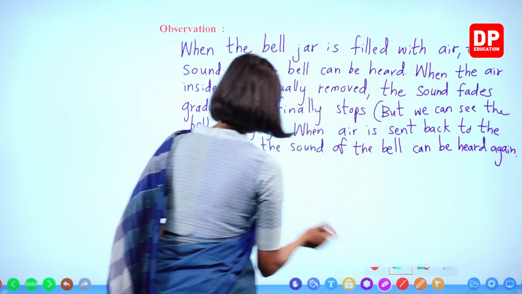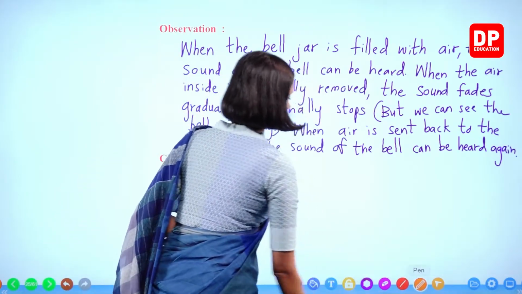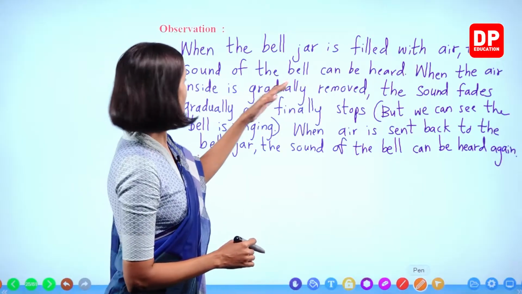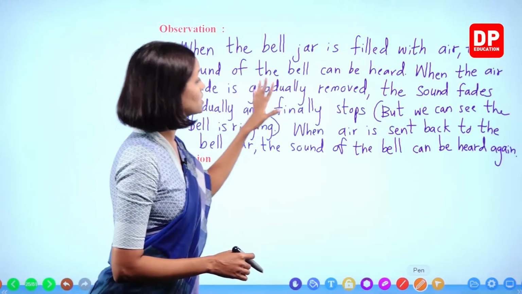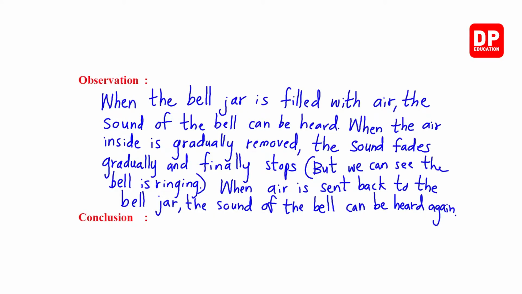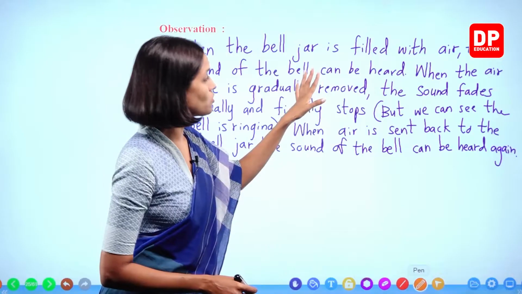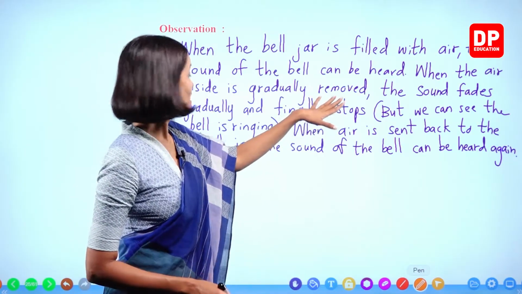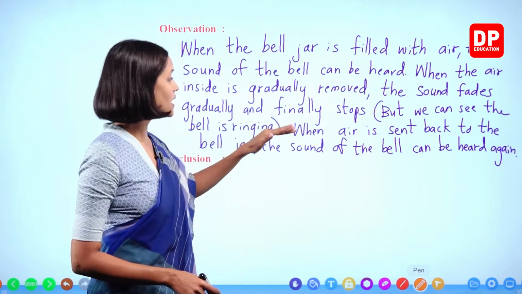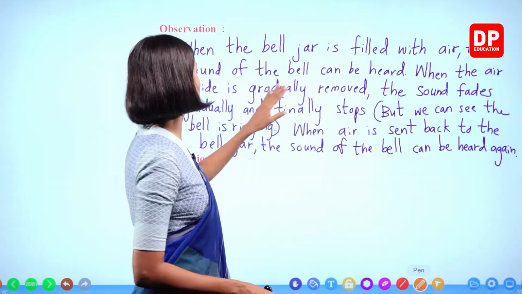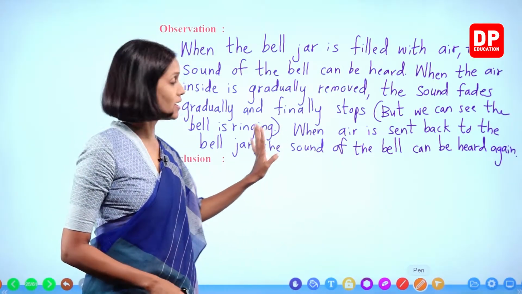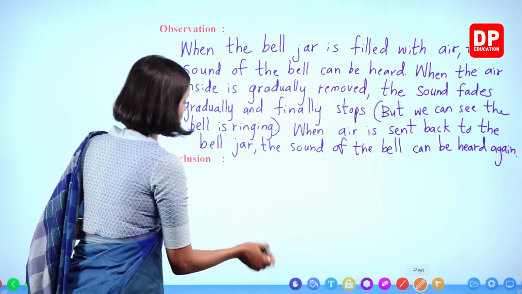Right, children? When the bell jar is filled with air, the sound of the bell can be heard. When the air inside is gradually removed, the sound fades gradually and finally stops. But we can see the bell is ringing, right? When air is sent back to the bell jar, the sound of the bell can be heard again, right? So what is the conclusion?